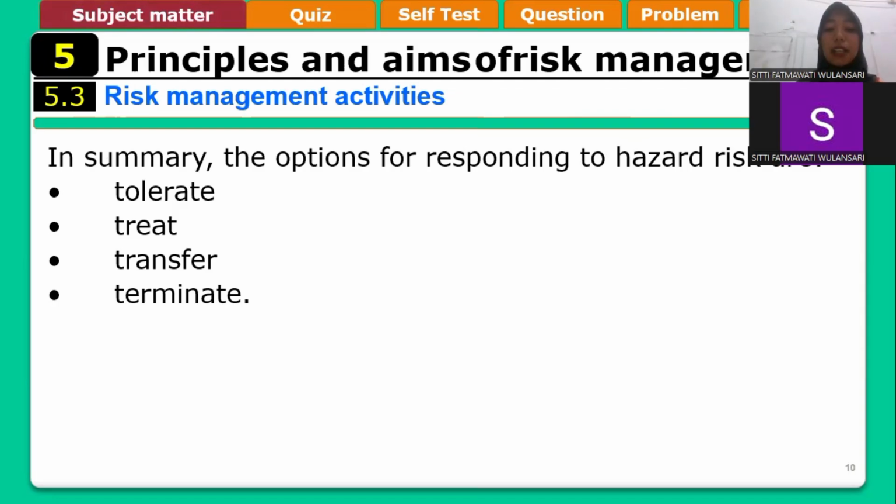The first is tolerate, the second is treat, the third is transfer, and the last is terminate. So the slide about risk management is a multi-stage process that can be illustrated through standards such as IRM and ISO 31000. Each stage in risk management is often presented as a diagram or table, as illustrated in Figure 4.1 and Table 4.3 in the context of hazard risk management.